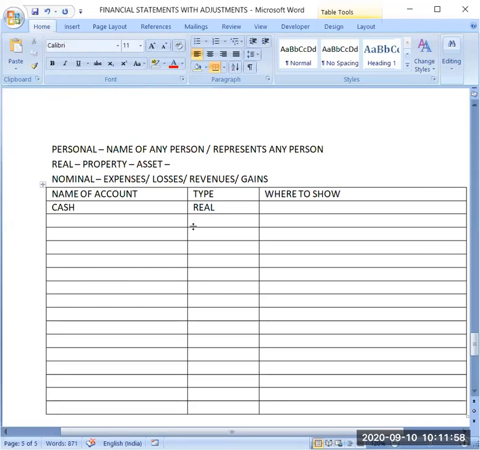This third column we will avoid right now. Leave that one. First we will do this practice only, then we will come to this part. Otherwise again you will get confused. Okay, now the second account is bank. Bank is personal, real or nominal? Very good.